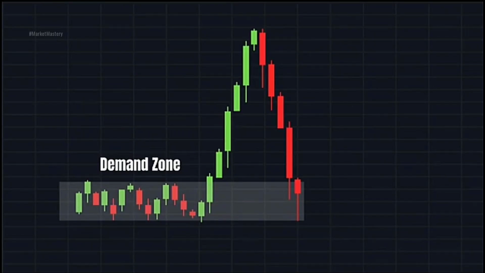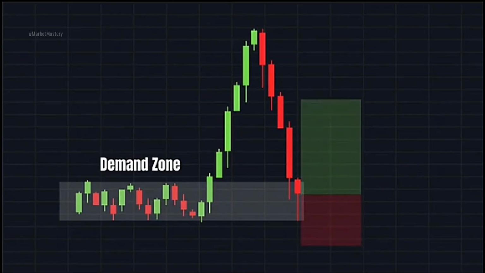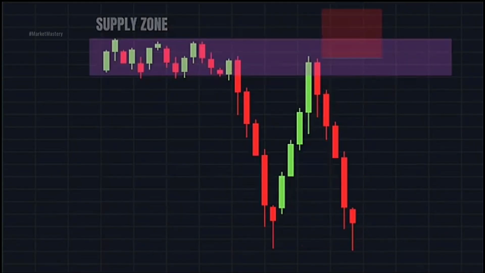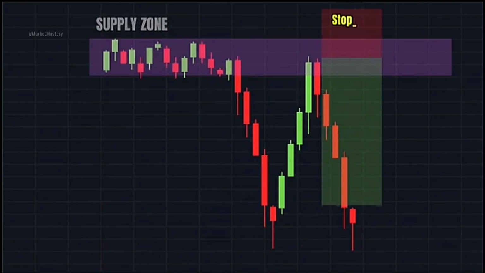The rule is simple. Your stop loss goes just on the other side of your zone. For a buy trade from a demand zone, your stop loss goes a few pips below the low of the zone. For a sell trade from a supply zone, your stop loss goes a few pips above the high of the zone. Give it a little bit of space, don't put it right on the line.